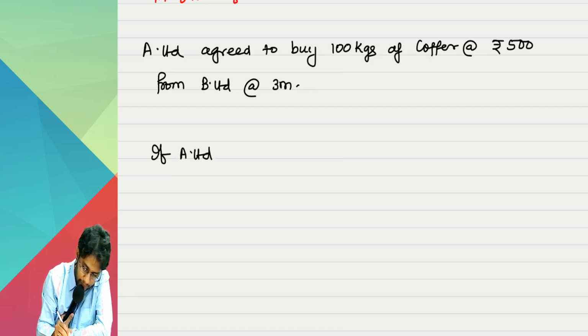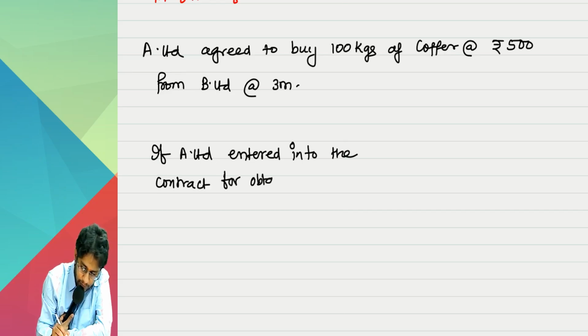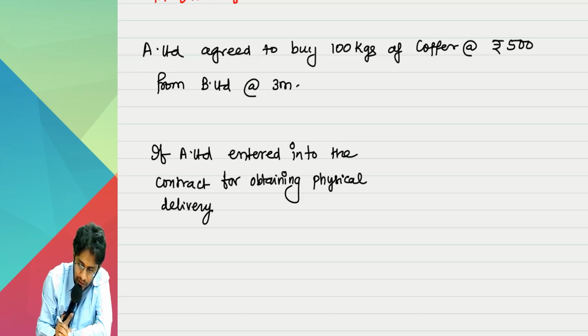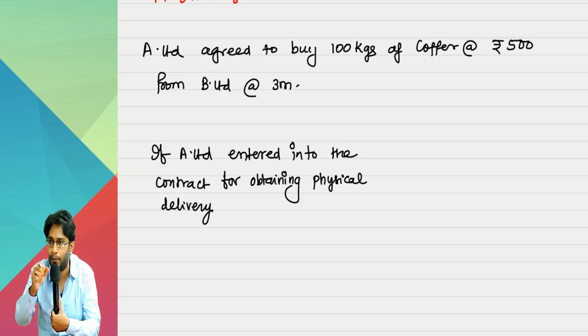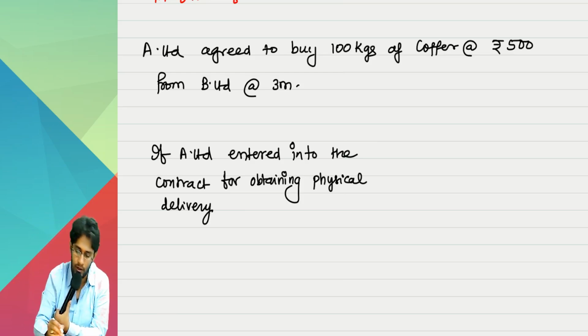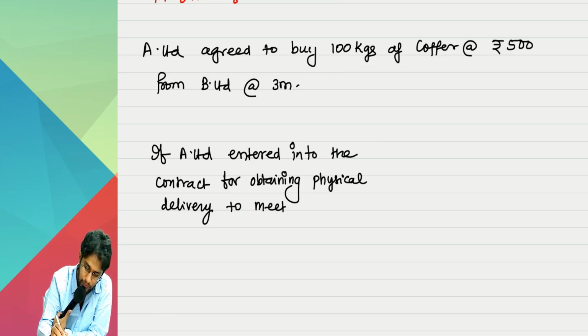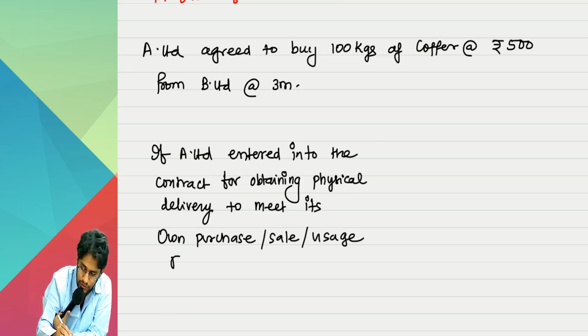if A Limited entered into the contract for obtaining physical delivery. Physical delivery means what? At 3 months time, literally all 100 kgs of copper I will buy from you. Gross settlement will happen. Why? To meet its own purchase or sale or usage requirements.